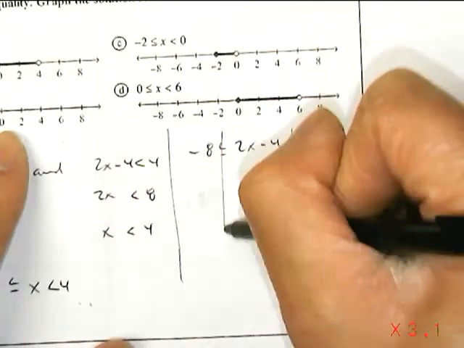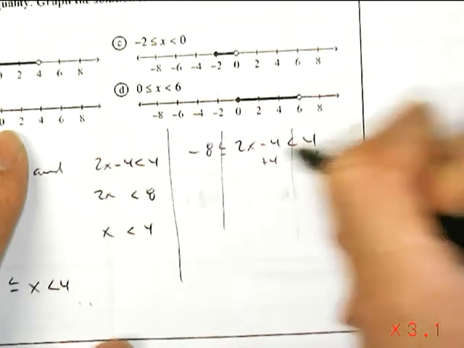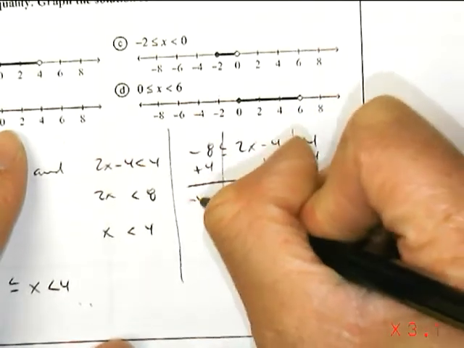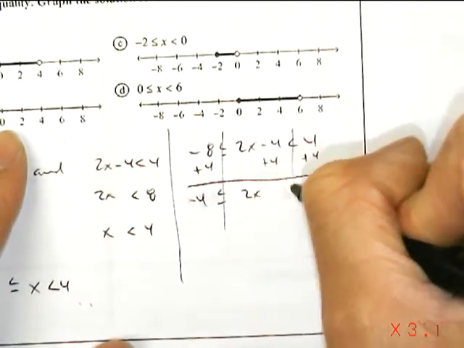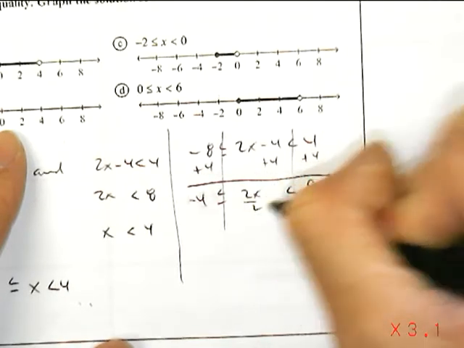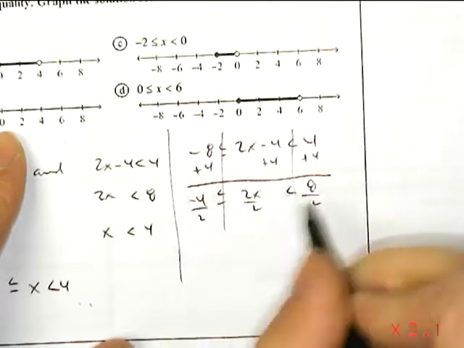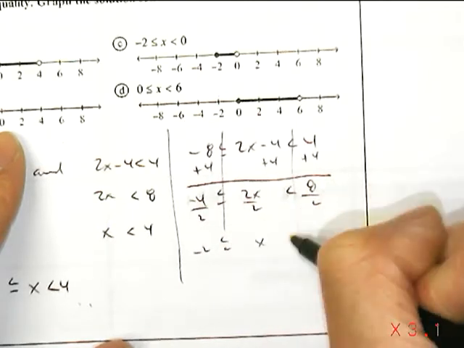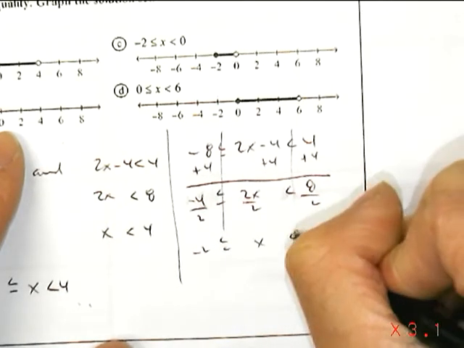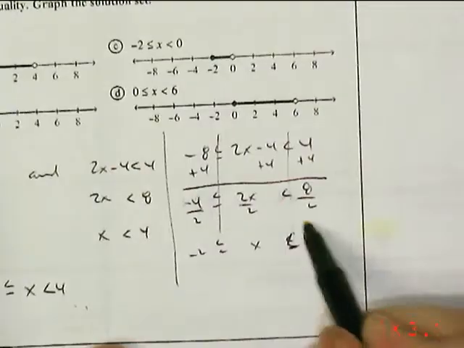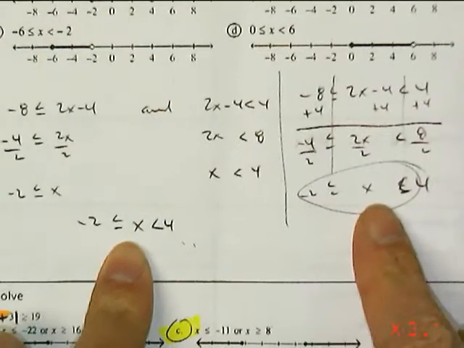In your inequalities, just draw some lines. So I'm going to add 4 to both the left and to the right. This gives me negative 4 less than or equal to 2x less than 8, divided by 2 on all left and right. Negative 2 is less than or equal to x, less than, sorry, it's less than 4. So notice how you'll get the same two solutions.